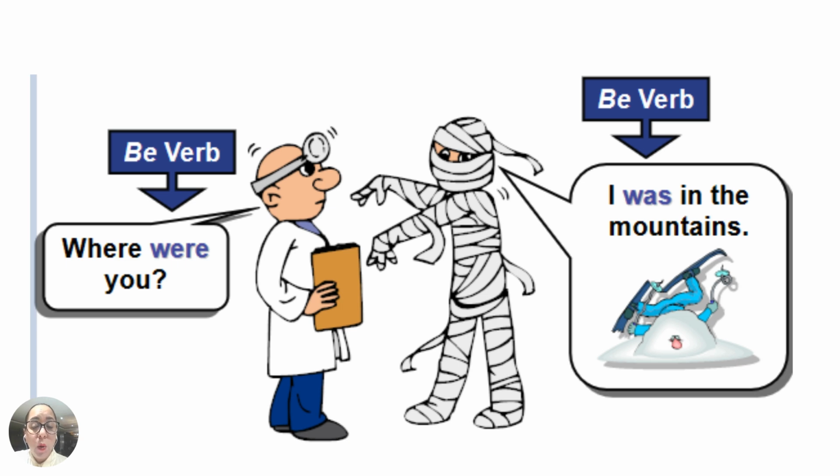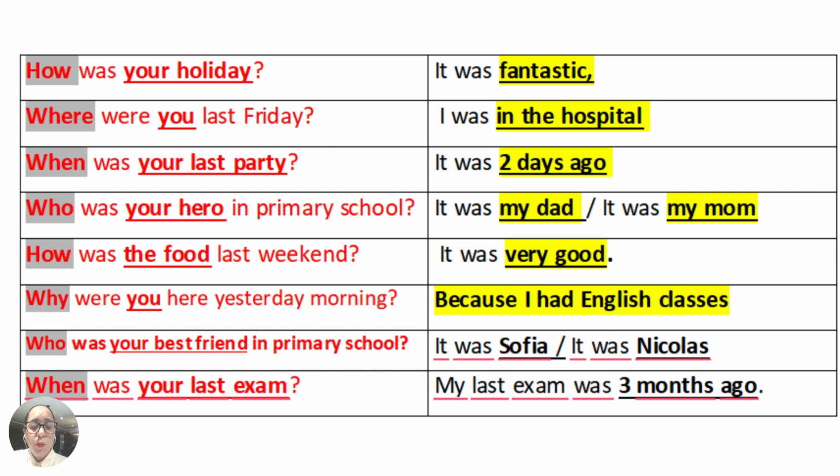I was in the mall. I was at a party. I was in my house, or I was at home. Some other examples of WH questions with was and were are these.